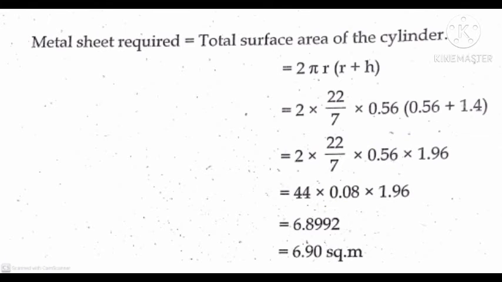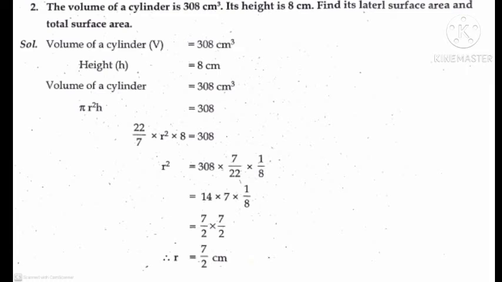After multiplication we get 6.8992, that is equal to 6.90 square meter. Next question, the volume of a cylinder is 308 centimeter cube. Its height is 8 centimeter. Find its lateral surface area and the total surface area.